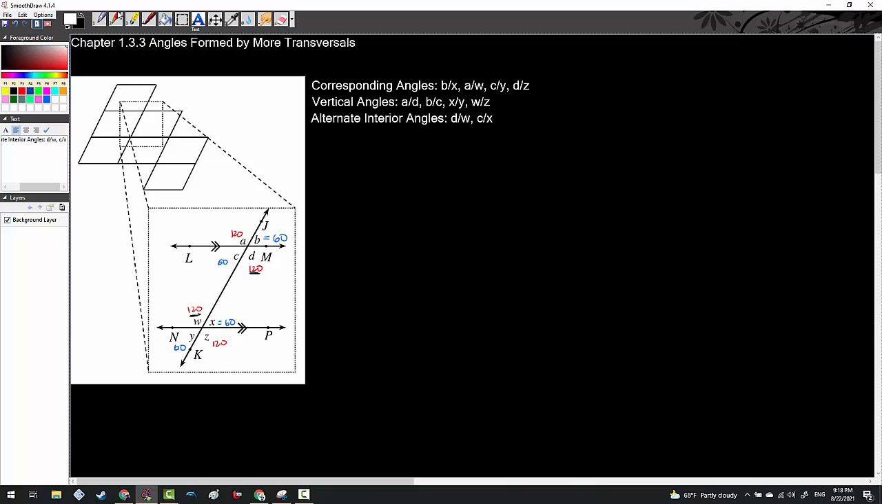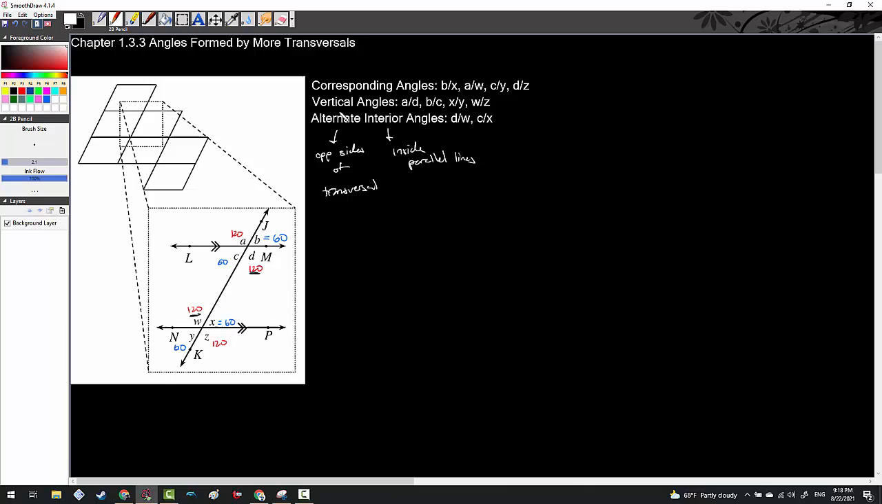Those alternate interior angles are absolutely congruent to each other. Again, alternate interior, the alternate meaning opposite sides of the transversal. Interior meaning inside the parallel lines. And that's what it means to be alternate interior.